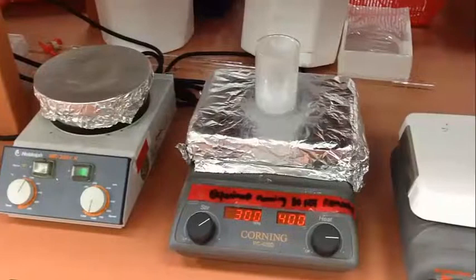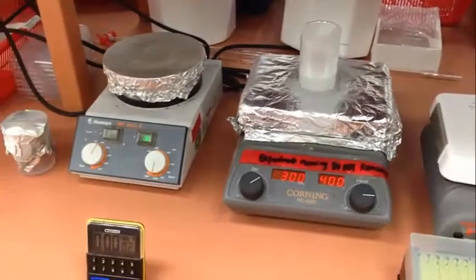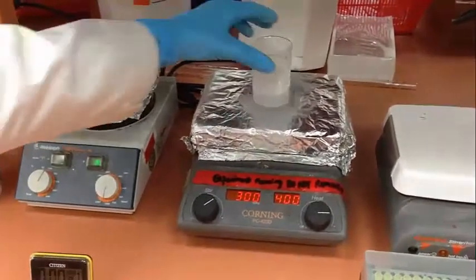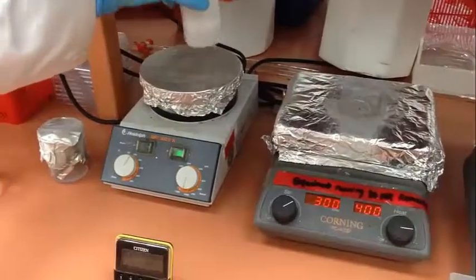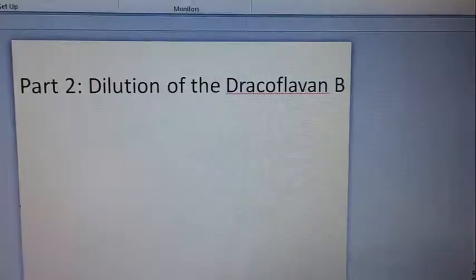The next thing we need to do is to boil the starch. We'll heat the starch for about 2.5 minutes at 400 degrees Celsius at 300 rpm. As we can see from the video, the starch is now starting to boil. So the next thing we need to do is to cool down the starch before we add it to our Dracoflavan B.